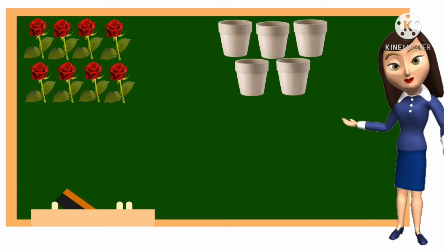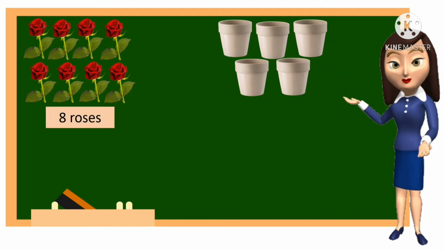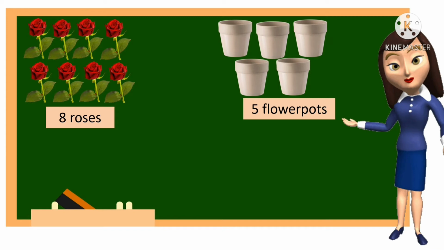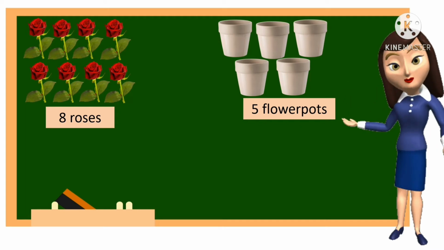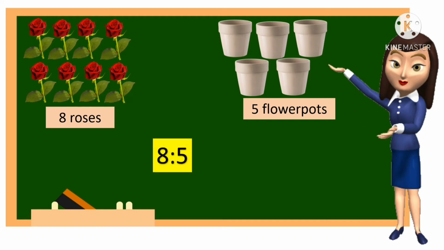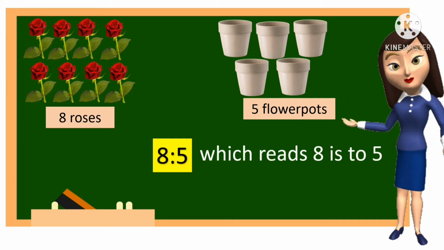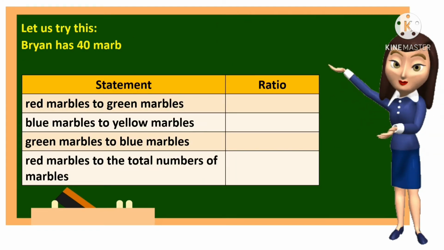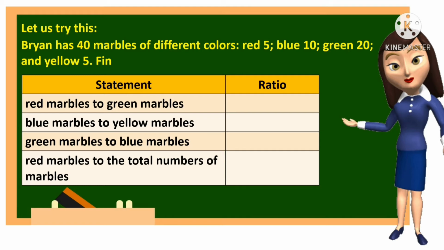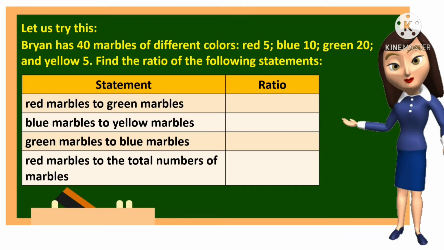How many roses and flower pots are there? There are 8 roses and 5 flower pots. What is the ratio of roses to flower pots? The answer? 8 is to 5, which reads 8 is to 5. Let us try this. Brian has 40 marbles of different colors, red 5, blue 10, green 20, and yellow 5. Find the ratio of the following statements.